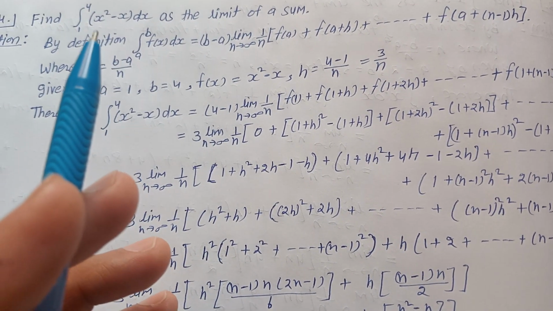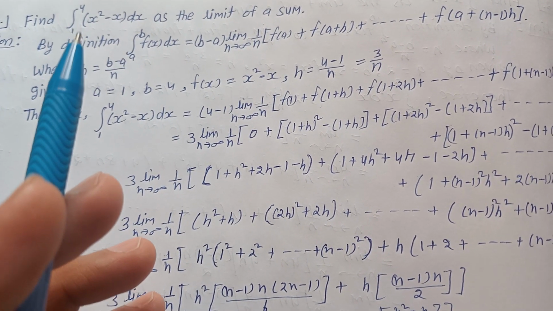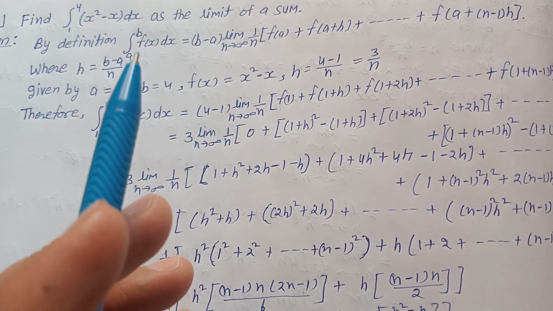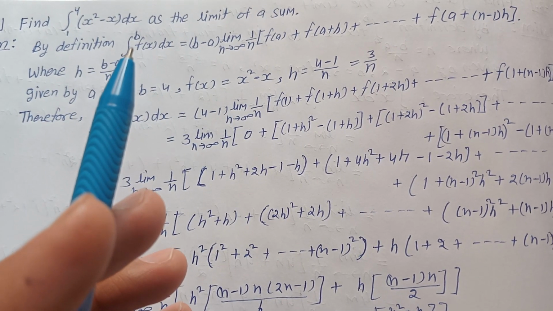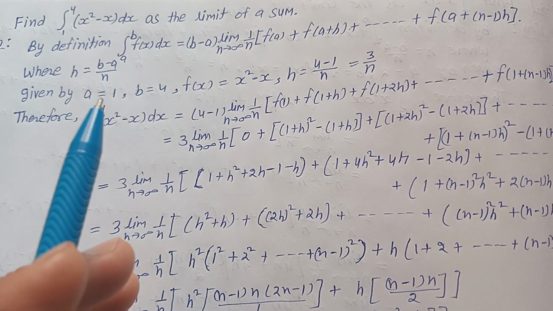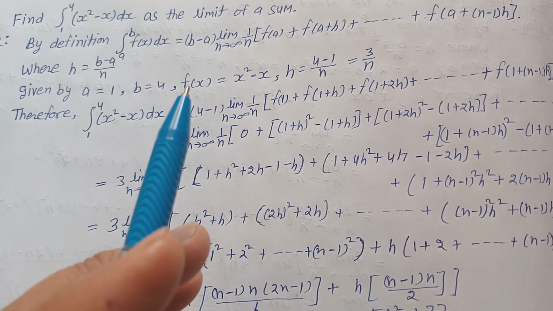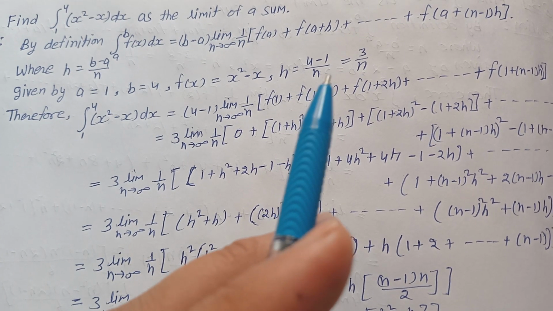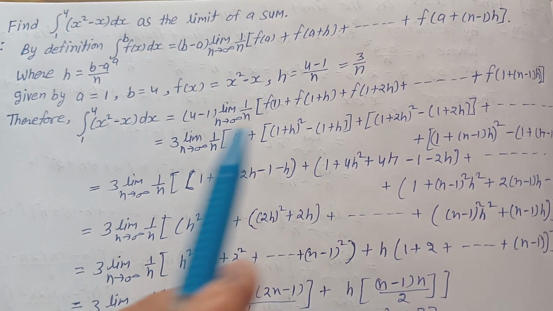Here compare the given integration from 1 to 4 of (x square minus x) dx with the standard form of the definition, integration a to b f of x dx. Given a is equal to 1, b is equal to 4, f of x is equal to x square minus x, h is equal to (4 minus 1) upon n, which is equal to 3 by n.